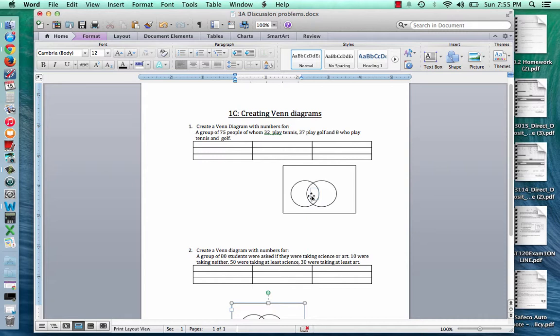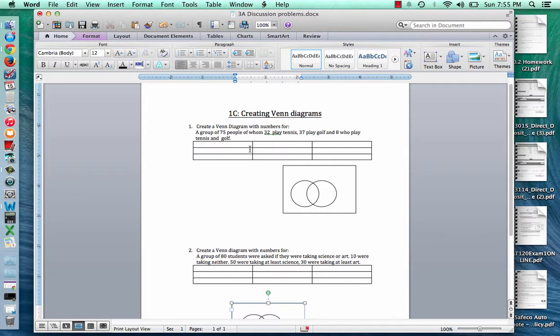I think it's really helpful to create the table first, and then we'll just put the four numbers from the table in the right spots in the Venn diagram. This one says create a Venn diagram with numbers for a group of 75 people, of whom 32 play tennis, 37 play golf, and 8 play tennis and golf. So they were basically asked two questions: Do you play tennis, yes or no? Do you play golf, yes or no?